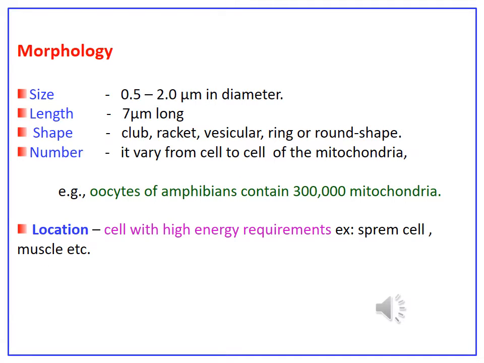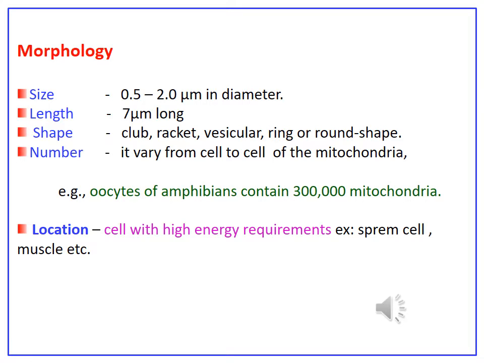Next, the morphology of mitochondria. The morphology covers the size, length, shape and number. The average size of mitochondria is 0.5 to 2 micrometers in diameter. The length is approximately 7 micrometers. The shape of mitochondria varies: it can be like a club, racket, vesicular, ring or round shape.